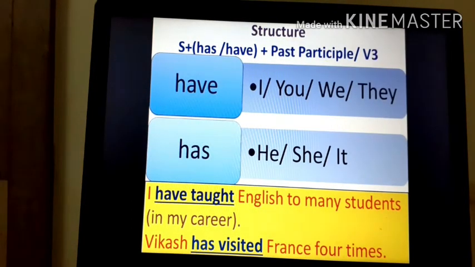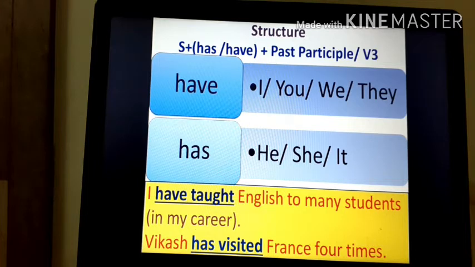Now we will see the have, has, with whom it is connected. So as you know the structure, that is subject plus has or have plus past participle form of the verb, or the third form of the verb. We use have with I, you, we or they. We use has with he, she or it.